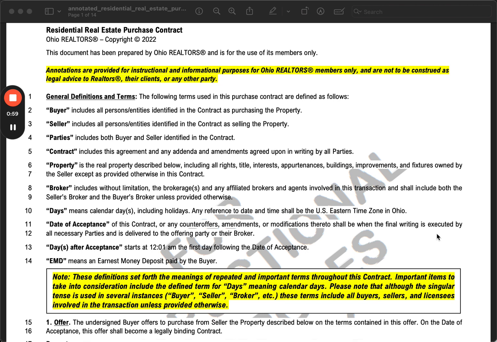Buyer includes all persons, entities identified in the contract as purchasing the property. Number 3, seller includes all persons, entities identified in the contract as selling the property. Line 4, parties includes both buyer and seller identified in the contract. Number 5, contract includes this agreement and any addenda and amendments agreed upon in writing by all parties.